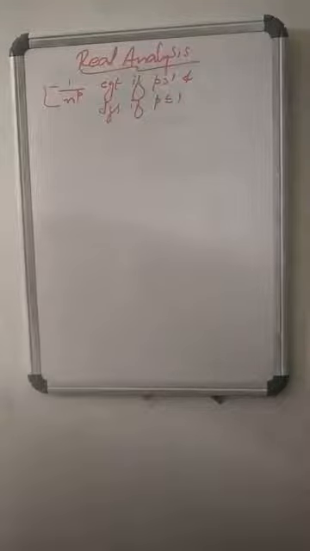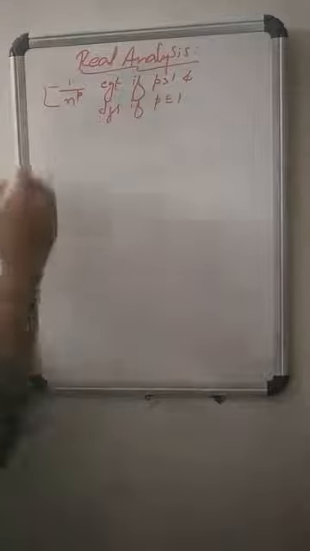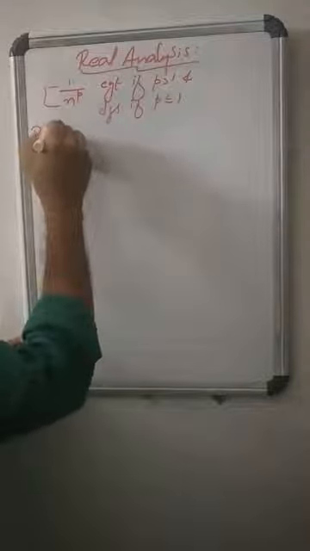Sigma 1 by n power p. Test for convergence of the P series: sigma 1 by n power p converges when p is greater than 1 and diverges if p is less than or equal to 1. So, how to prove this one?